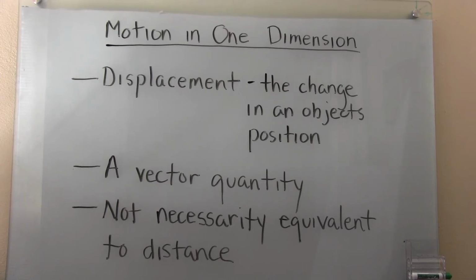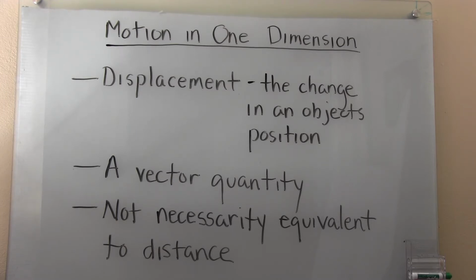We will begin our study of motion with motion in one dimension. The first quantity we would like to familiarize ourselves with is displacement. Displacement is the change in an object's position. It is a vector quantity. It has both a magnitude and a direction. It is not necessarily equivalent to distance.